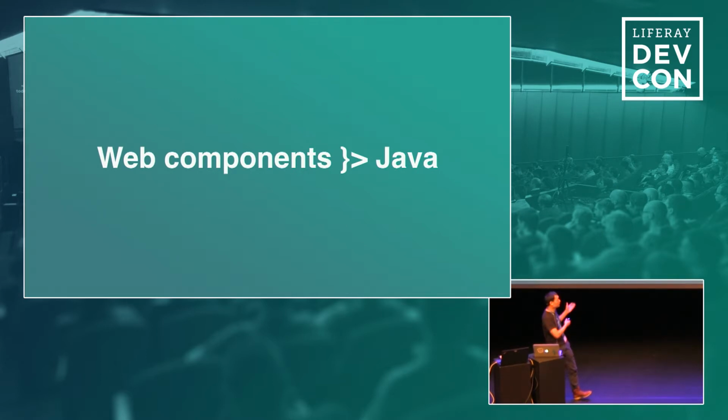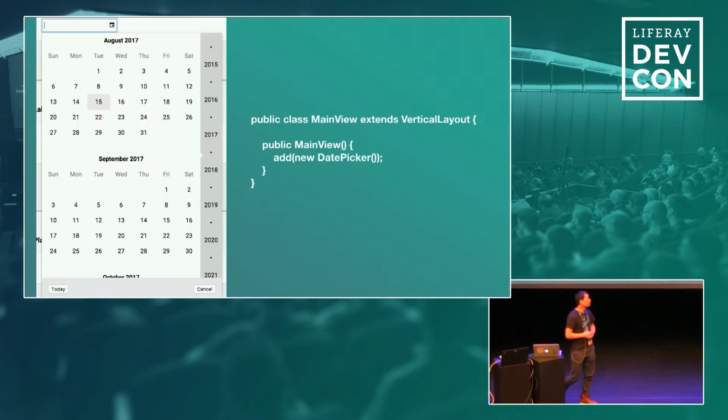But Vaadin also brings these web components to Java, which means that for each and every web component that we have created, there is a corresponding server-side Java component as well. You can create your view like this: create a main view, and just add the date picker there, and you have a date picker. So no touching of HTML, JavaScript, etc. Simply as that. For every single web component that Vaadin creates, there is a corresponding server-side Java component.